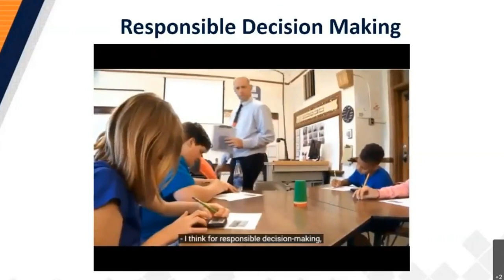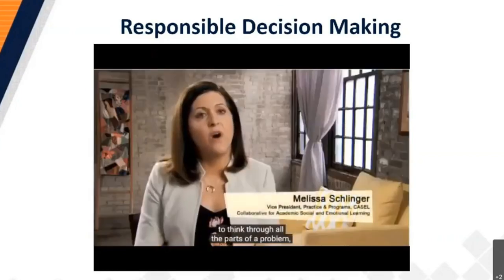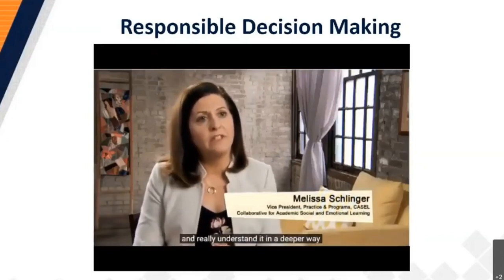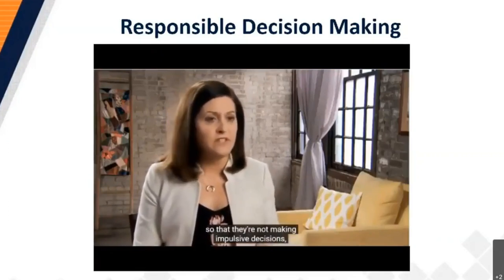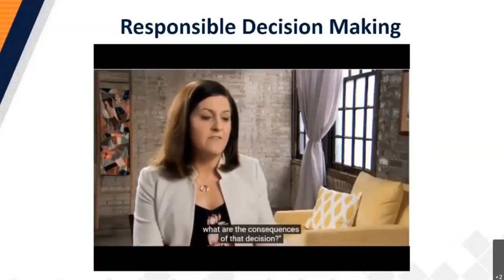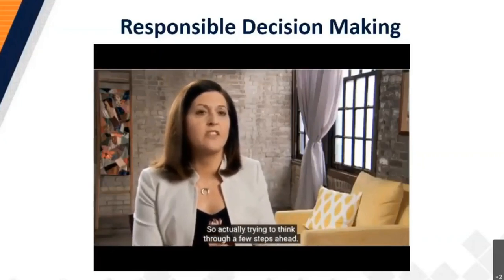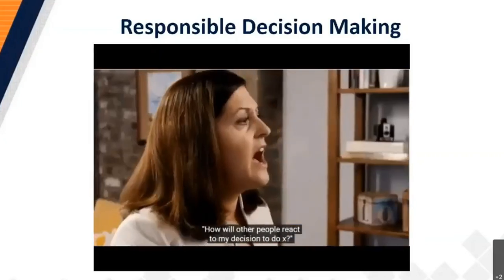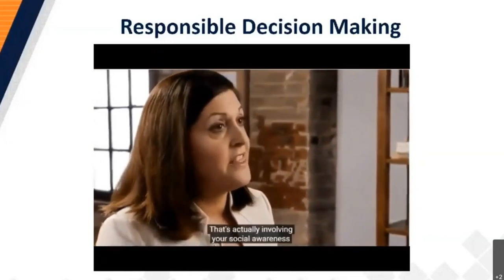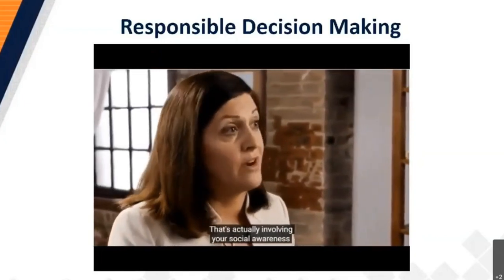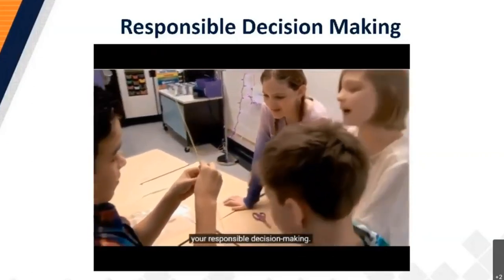I think for responsible decision making, what we're really talking about here is teaching kids to think through all the parts of a problem and really understand it in a deeper way, so that they're not making impulsive decisions, that they're thinking about, if I make this decision, what are the consequences of that decision? So we're actually trying to think through a few steps ahead. How will other people react to my decision to do X? That's actually involving your social awareness and your relationship skills as you're thinking through your responsible decision making.